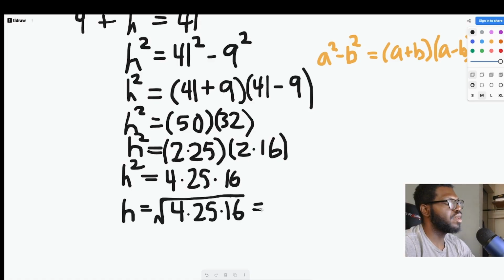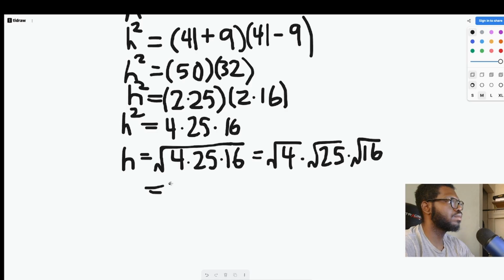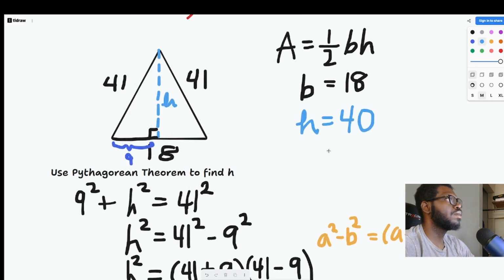And at this point, you may see why I rewrote the product on the right side the way I did. We now have a product of perfect squares, right? So then we just get 2 times 5 times 4, which is 40. 40 is the height of the triangle here. And now that we found the height, we can now calculate the area.